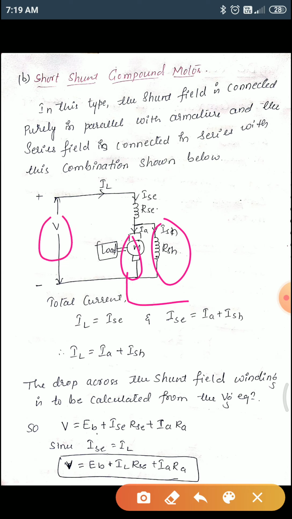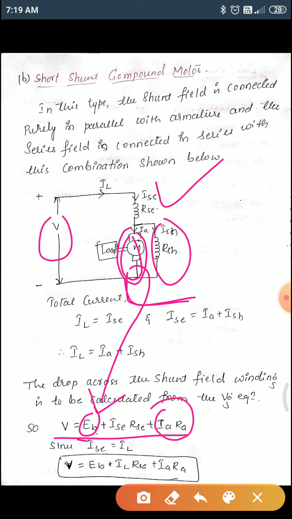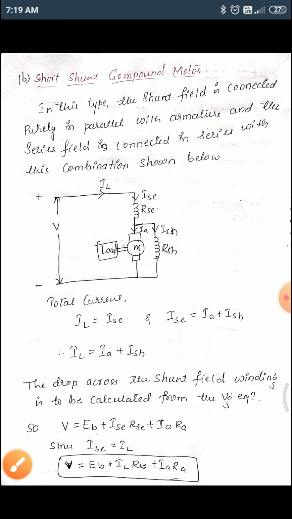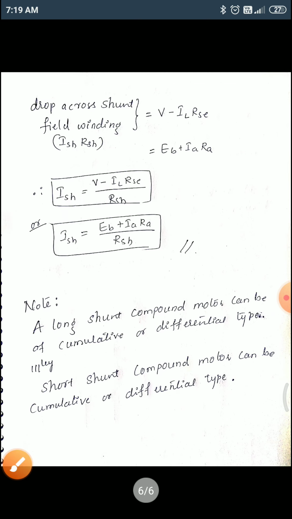Then what about V? V will be equal to the voltage across this plus the voltage across this. So V is equal to EB plus IARA plus ISC into RSC. Just here in this equation, in place of ISC we have placed IL, since these two are equal. I told you to copy this equation. We are going to use that.